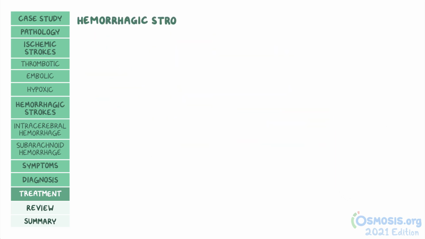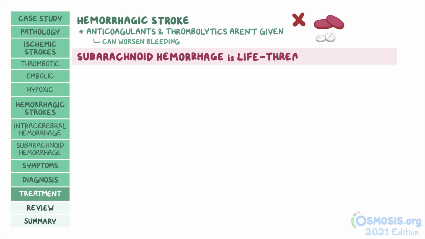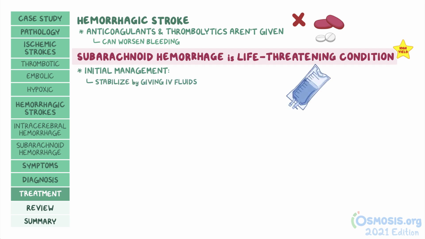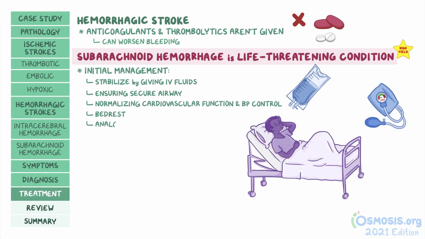In a hemorrhagic stroke, anticoagulants and thrombolytics aren't given because they can worsen the bleeding. Now, subarachnoid hemorrhage is a life-threatening condition. Initial management involves general measures to stabilize the person by giving intravenous fluids, ensuring a secure airway, normalizing cardiovascular function and blood pressure control, as well as bed rest, analgesia, venous thromboembolism prophylaxis, and discontinuation of antithrombotics.